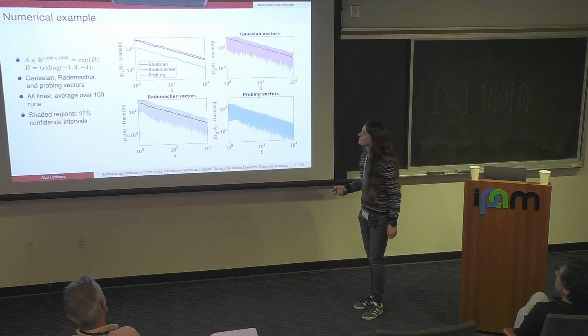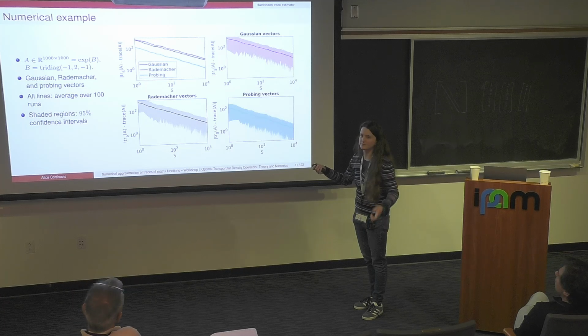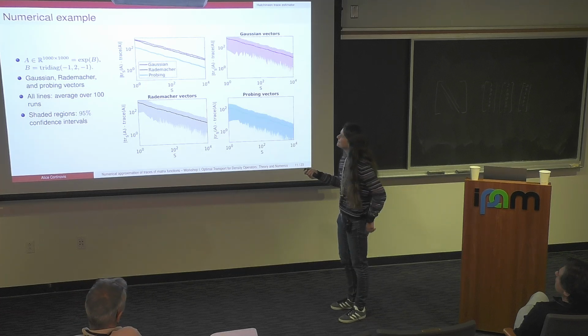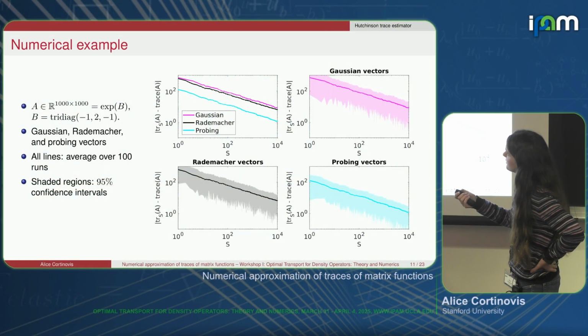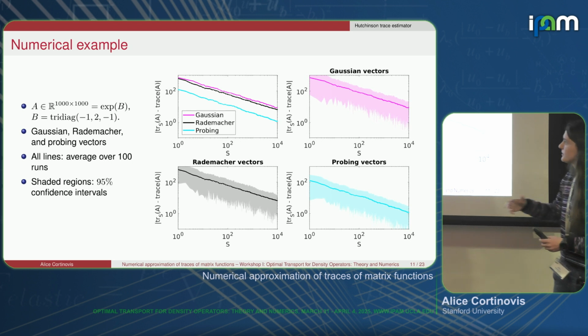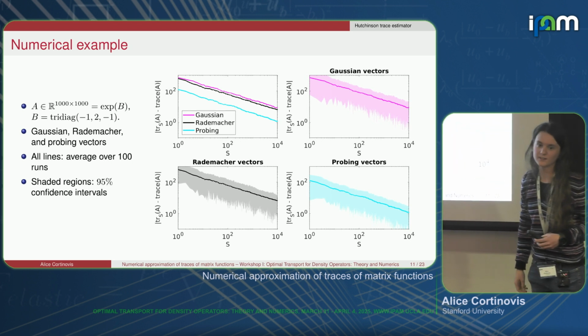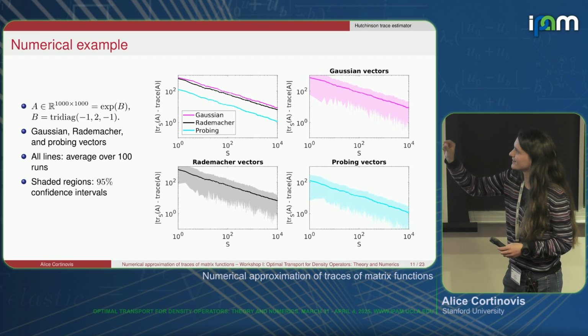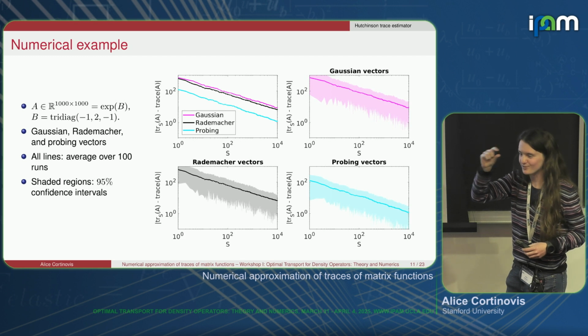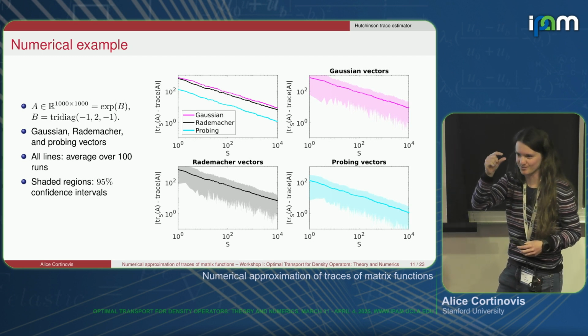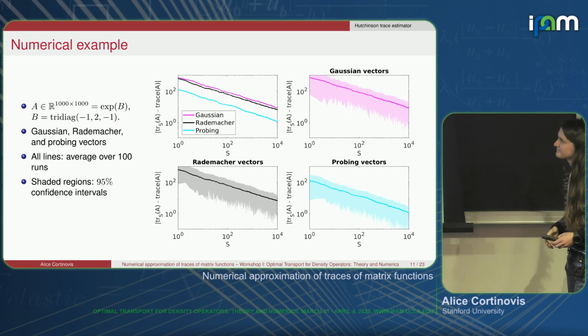Okay, so this is what happens. For that matrix, I plotted, where this S should be capital N, the number of samples, the average error of the Hutchinson trace estimator applied to A using Gaussian vectors, Rademacher vectors, and this kind of probing vectors. You see that for this specific example, the probing vectors are much nicer. You can also see a small difference between the Gaussian and Rademacher vectors, which is due to the fact that the Rademacher vectors do not see the diagonal.